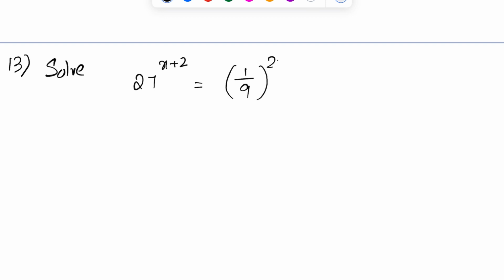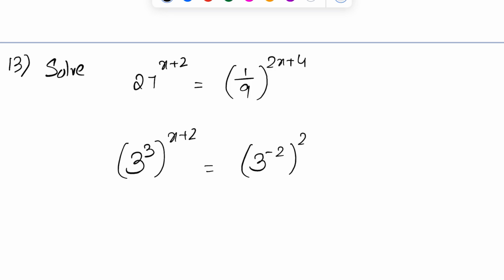Then question number 13. Solve for x: 27 to the power of x plus 2 equals 1 upon 9 to the power of 2x plus 4. 27 can be written as 3 cubed to the power of x plus 2, and 1 upon 9 can be written as 3 to the power negative 2, to the power of 2x plus 4. So 3 power 3x plus 2 should be equal to 3 power minus 4x minus 8.